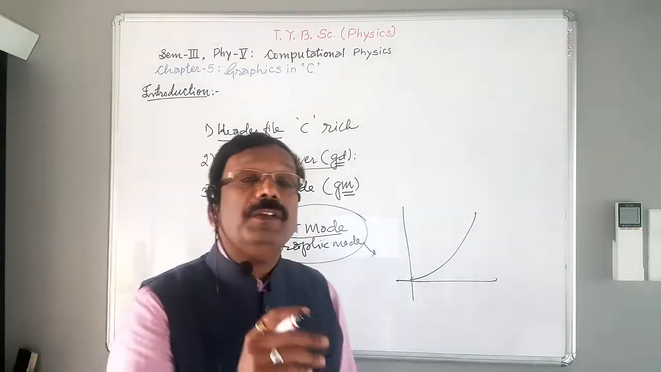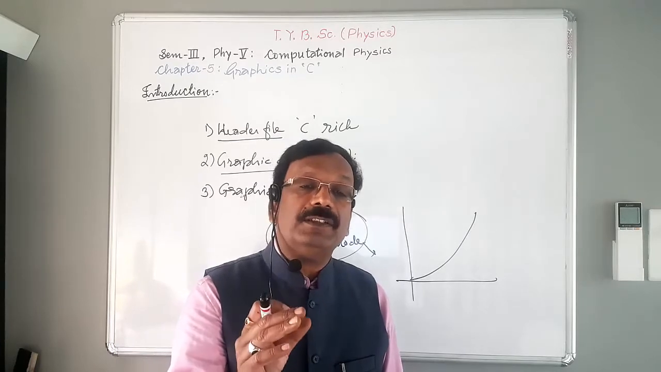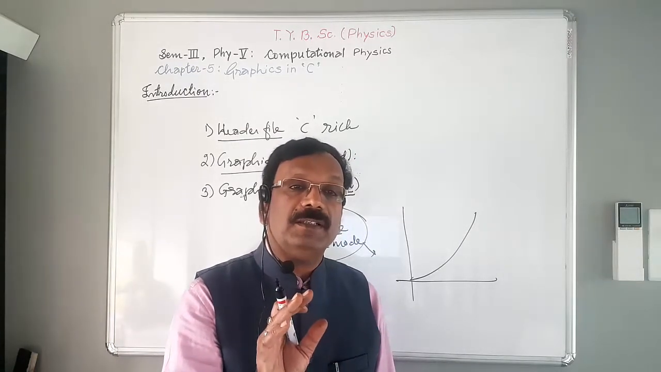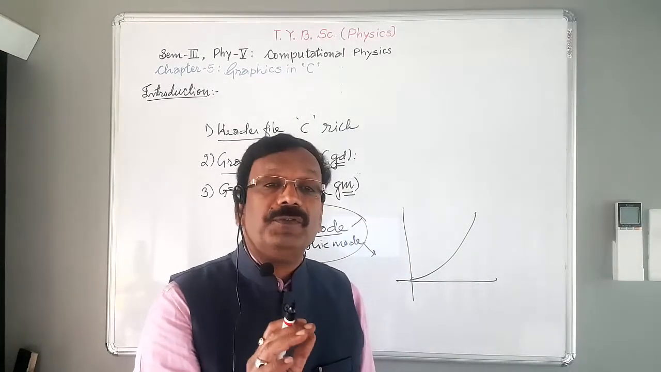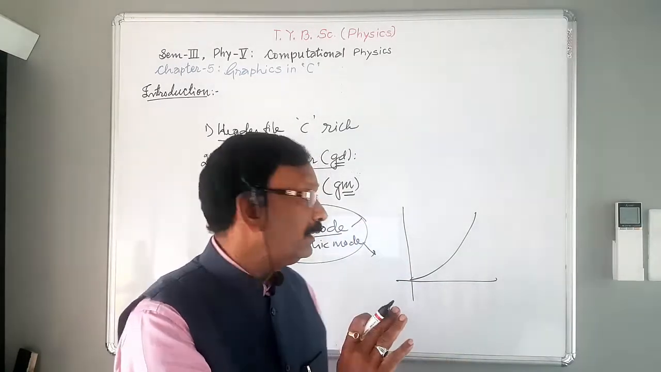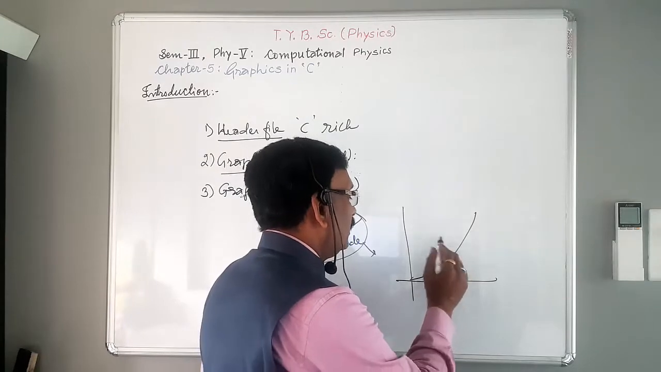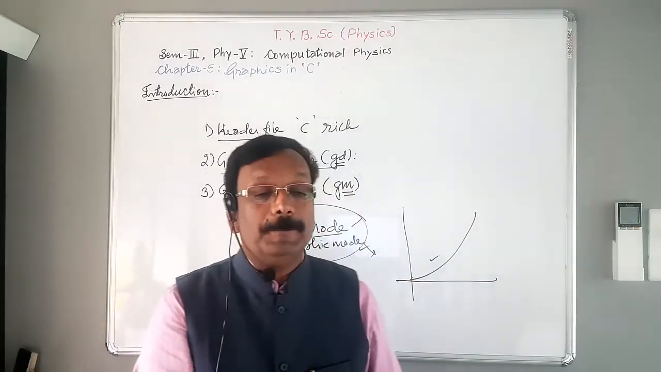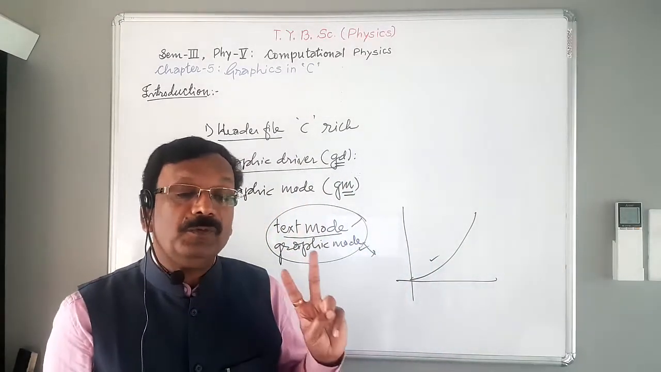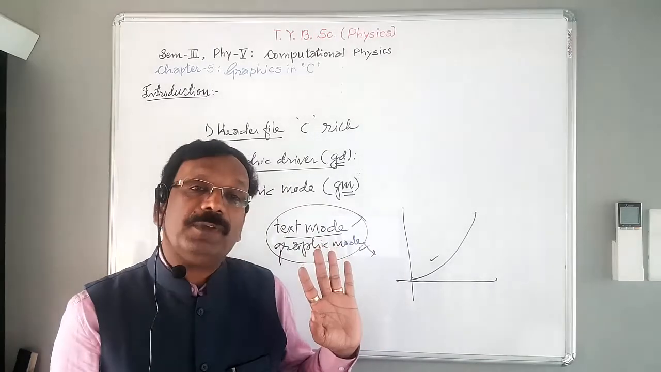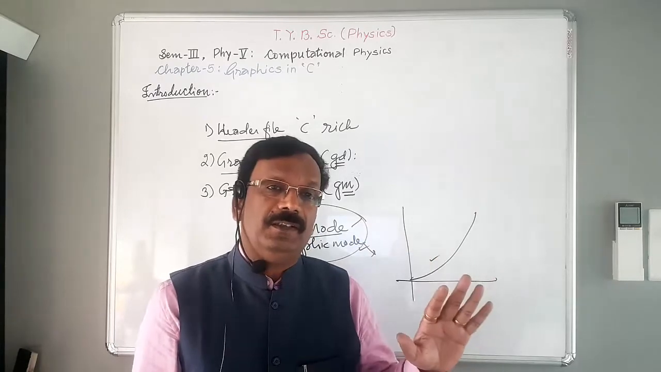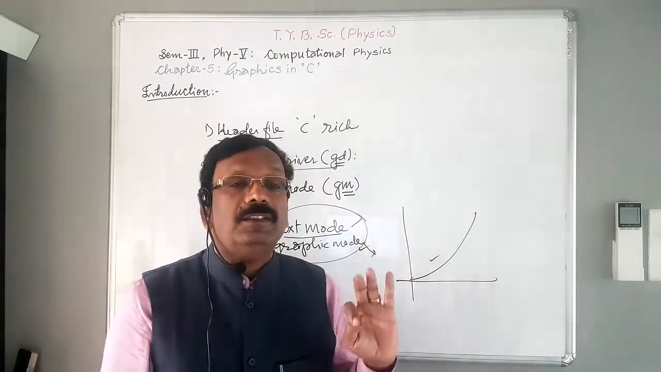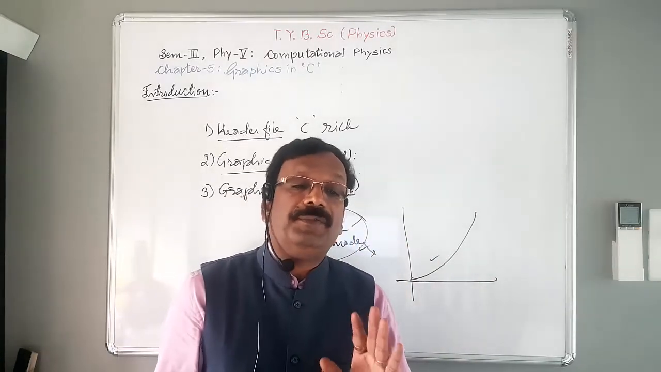Have you got it? When we take the observations and make the calculation with some particular formula, that is text mode, and when we plot the graph with the help of these readings or observations, this is the graphic mode, the second mode. In this way there are two modes. Like that, in C programming also, up to this point we have studied the text mode. Now we are going to study the graphic mode.